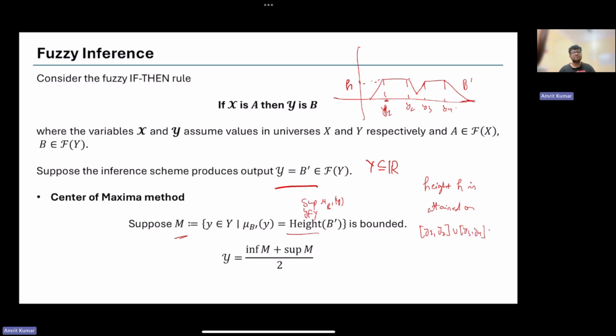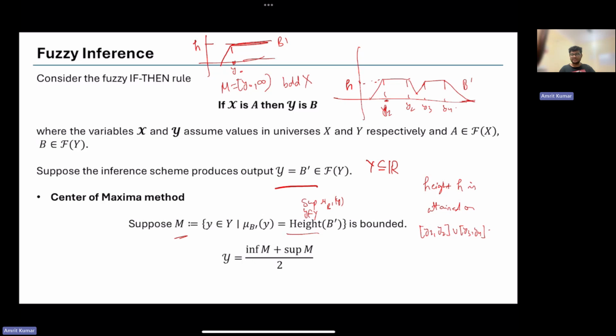And this is what this set M is. It's the set of all members of the universe Y where the height is attained, where the membership of y in B dash equals the height of B dash. And suppose this set M is bounded. So if you have a B dash that looks like this, and suppose this is the height h, and this is y naught, then this height h is attained at all y greater than or equal to y naught. So in this case, M is not bounded.